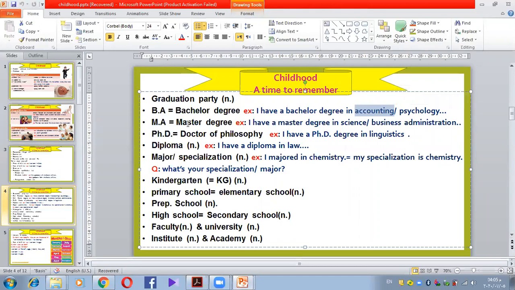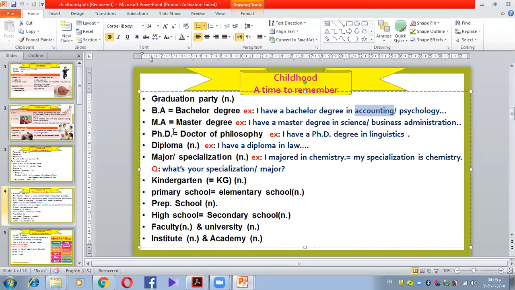Okay. MA دي الدرجة الأعلى، الديجري الأعلى بقى بعد ال BA. You are a postgraduate student. You study again after the university to have what, the MA. MA اللي هي master degree. I have a master degree in. لو معاك master degree هيبقى تقول I have a master degree in وهتقول الفيلد أو the study that you had. A master degree in science, in business administration.